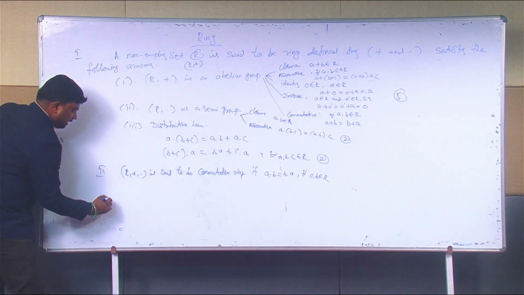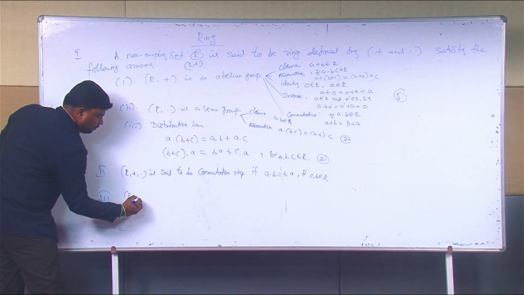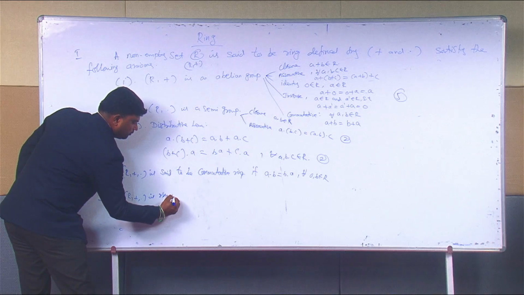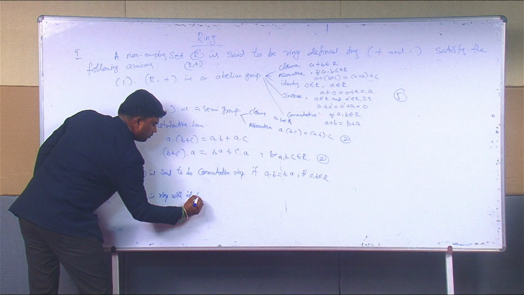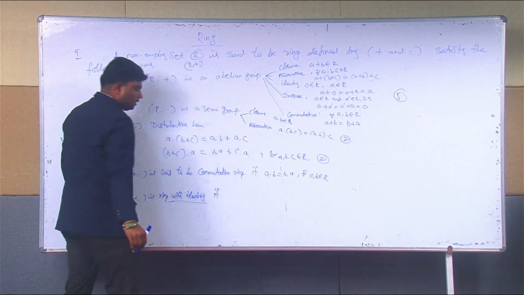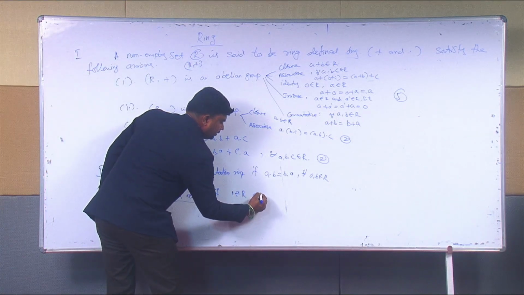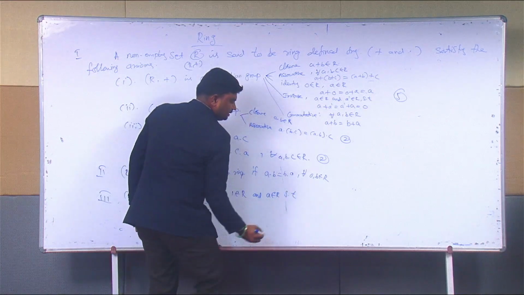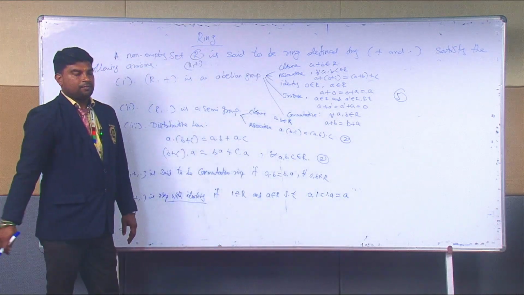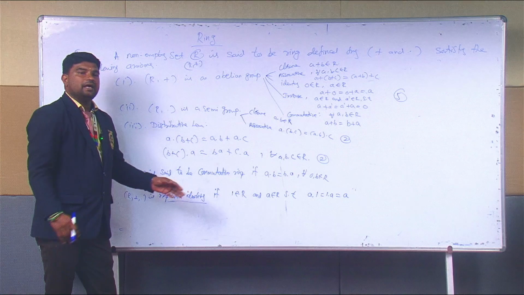Next definition, ring with identity. A ring R comma plus comma dot is said to be a ring with identity if there exists an element 1 belongs to R such that for every a belongs to R, a dot 1 equals 1 dot a equals a. Then we can say it is a ring with identity.